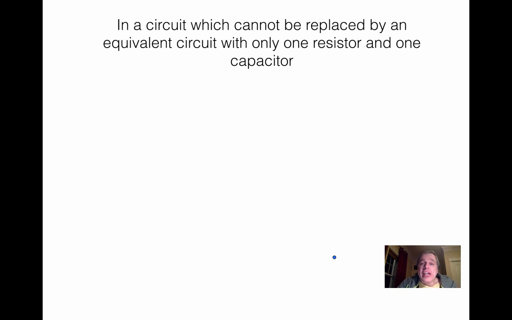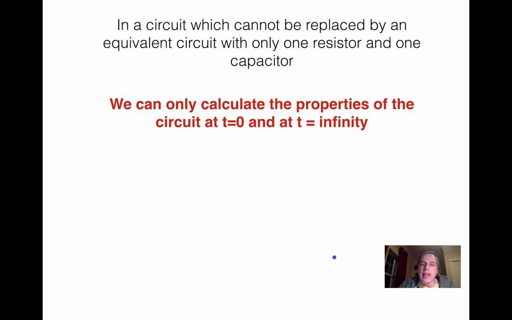In a circuit which cannot be replaced by an equivalent circuit with only one resistor and one capacitor, it turns out we can only do the following. We can only calculate the properties of the circuit. By properties of the circuit, I mean the currents, the voltages, the charges, everything. We can only calculate the properties at two special values of time, at t equals 0 and at t equals infinity. So at the instant we close the switch and after you waited a very long time.